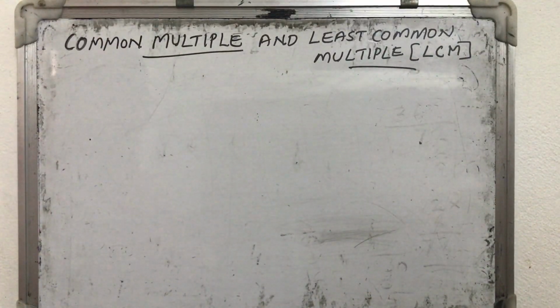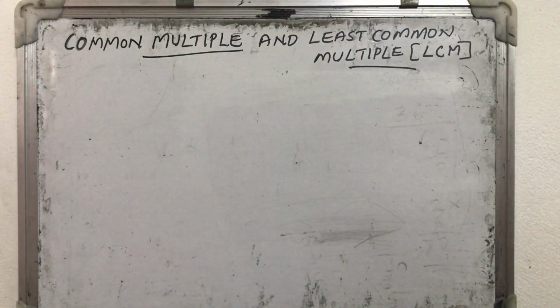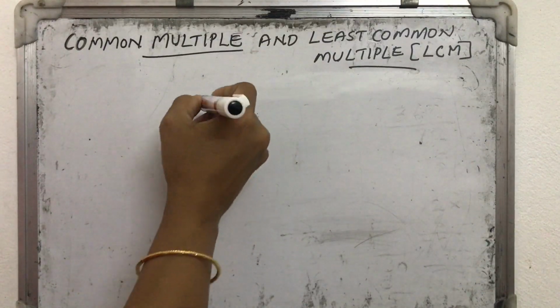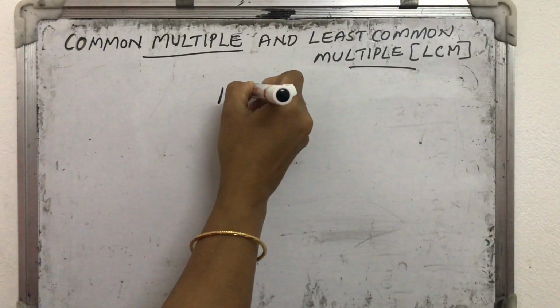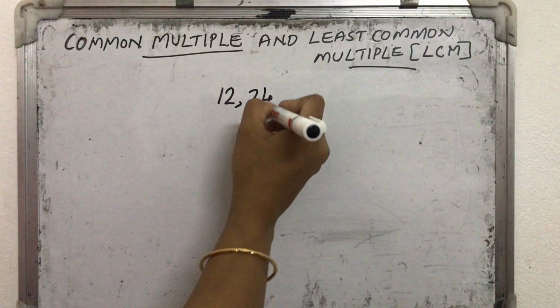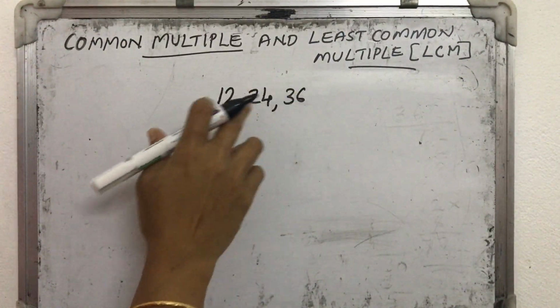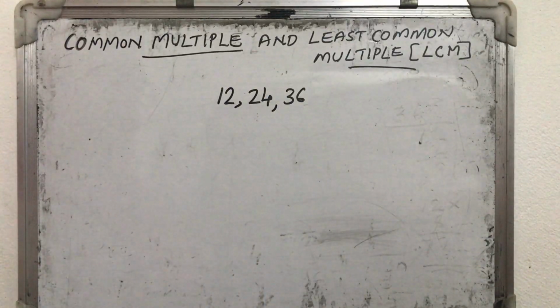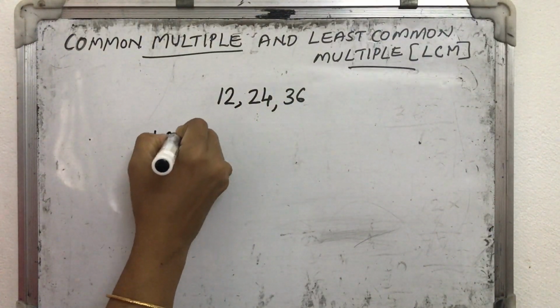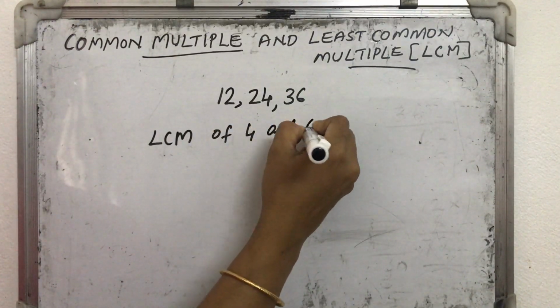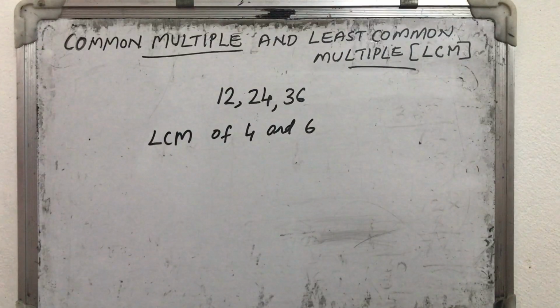That is LCM. In the same example, we got the common multiples: first common multiple 12, next common multiple 24, next 36. In that example we got these 3 common multiples. Out of these common multiples, which is the least one, the smallest one? 12. So that is the LCM. So the LCM of 4 and 6: we find the common multiples of 4 and 6.